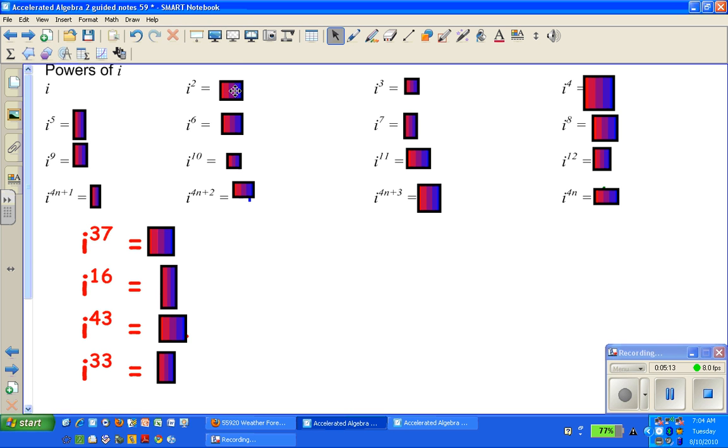Powers of i. We just talked about this. This is really an i squared times an i, so it's a negative i. This is an i squared times an i squared, or a negative 1 times a negative 1, which is a 1. This is really just an i to the fourth, which is 1 times an i, so it's an i. This one here is an i to the fourth times an i squared. i to the fourth is 1. i squared is negative 1. And then this pattern continues on here.